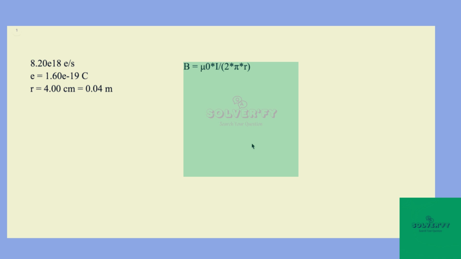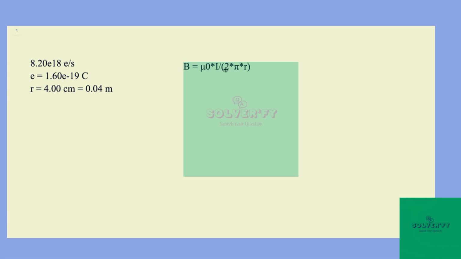Okay, this is question 28.16. We have a very long straight horizontal wire with a current such that 8.2 times 10 to the 18 electrons per second pass through any given point, and that's going from west to east. So we are looking for the magnitude and direction of the magnetic field at a point 4 centimeters or 0.04 meters directly above the wire.